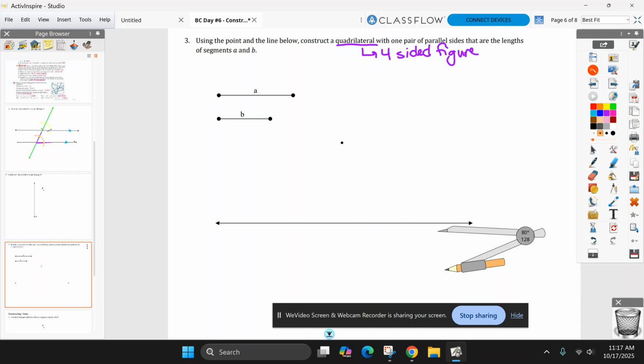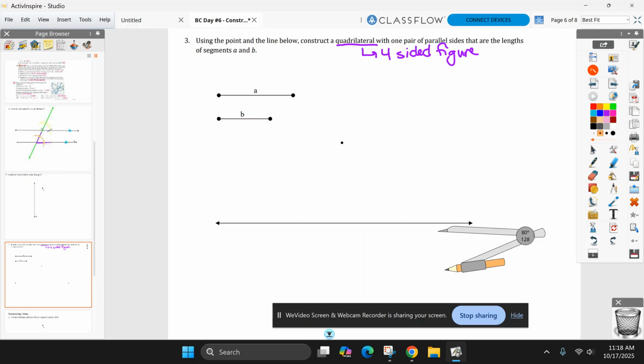All right, so I want to make a four-sided figure, but here are the requirements. Two of the sides need to be parallel to each other and have the same length as A and B up here. Okay, so they have to be parallel. So think about if I just did, maybe something that looked like this. Two of the lines have to be parallel and they have to be the lengths of A and B. So why don't we start here first? Why don't you give me a set of parallel lines? You know how to do that already.